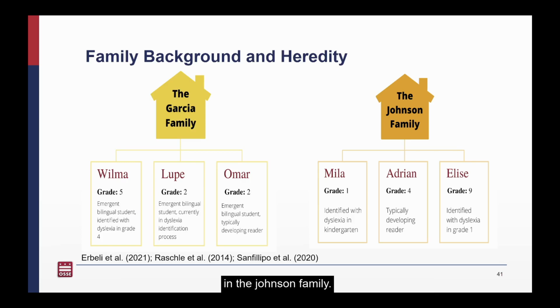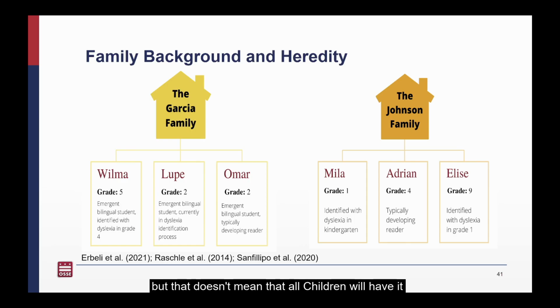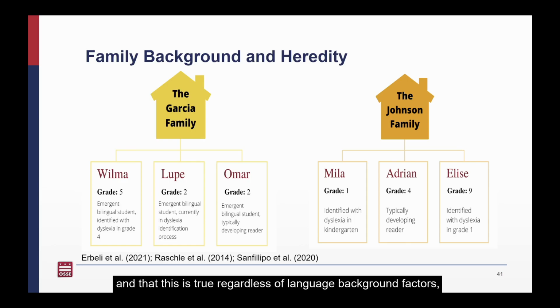In the Johnson family, 1st grade Mila was identified with dyslexia in kindergarten. Her brother Adrian is in 4th grade and is a typically developing reader. Their older sister Elise is in 9th grade and was identified with dyslexia in 1st grade. These two family trees point out that dyslexia is hereditary, but that doesn't mean that all children will have it, and that this is true regardless of language background factors.